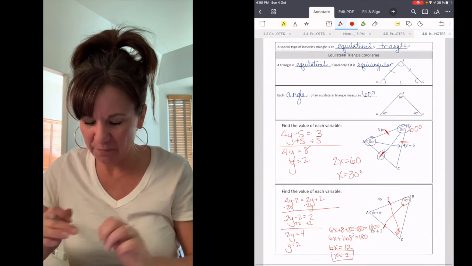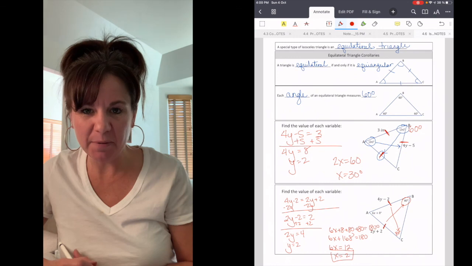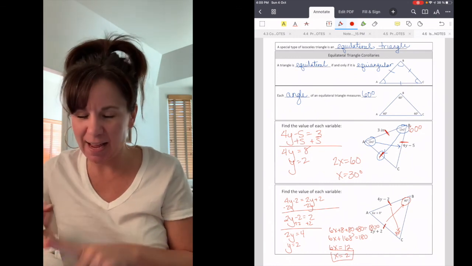There we go. We've solved both sides, all the variables, using equilateral and isosceles triangles.